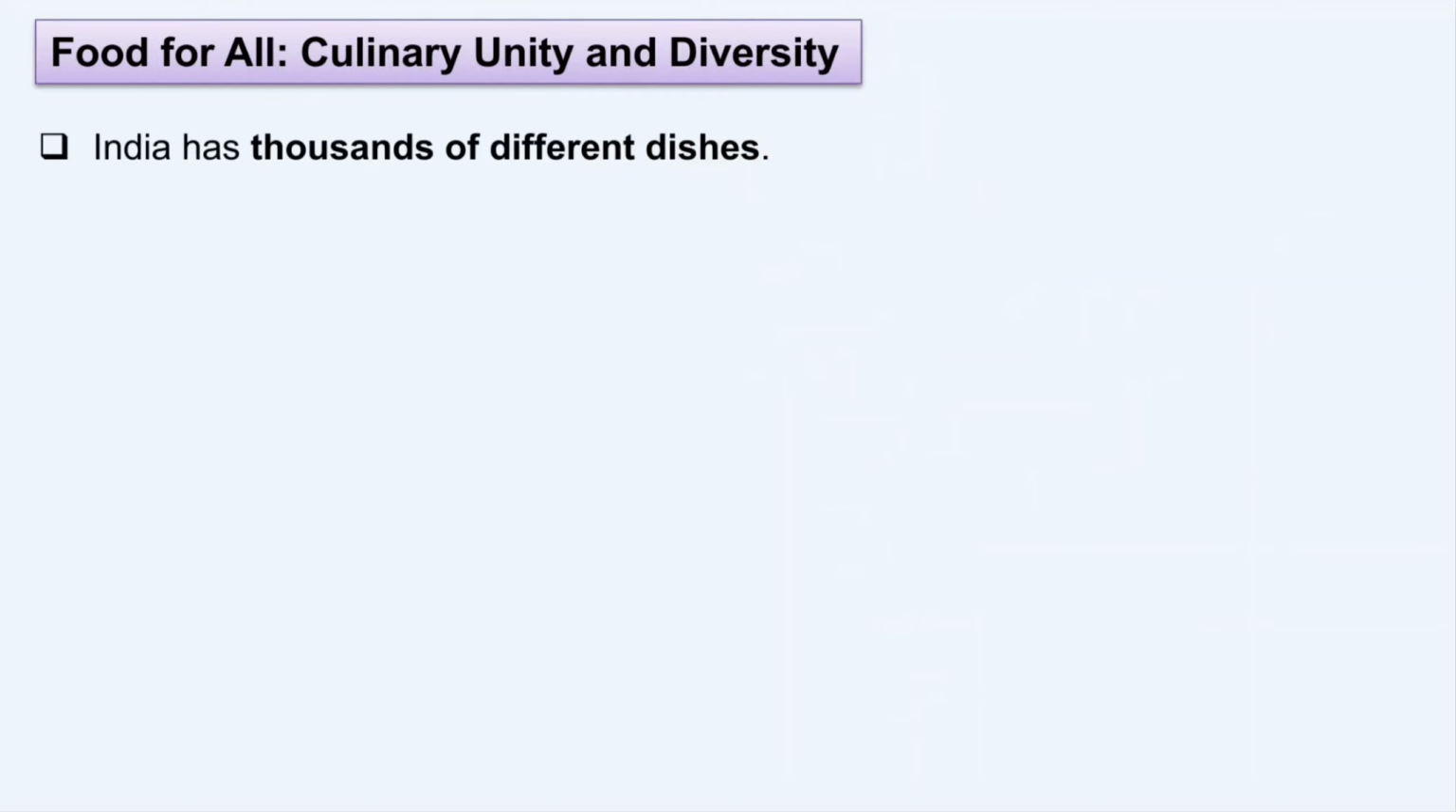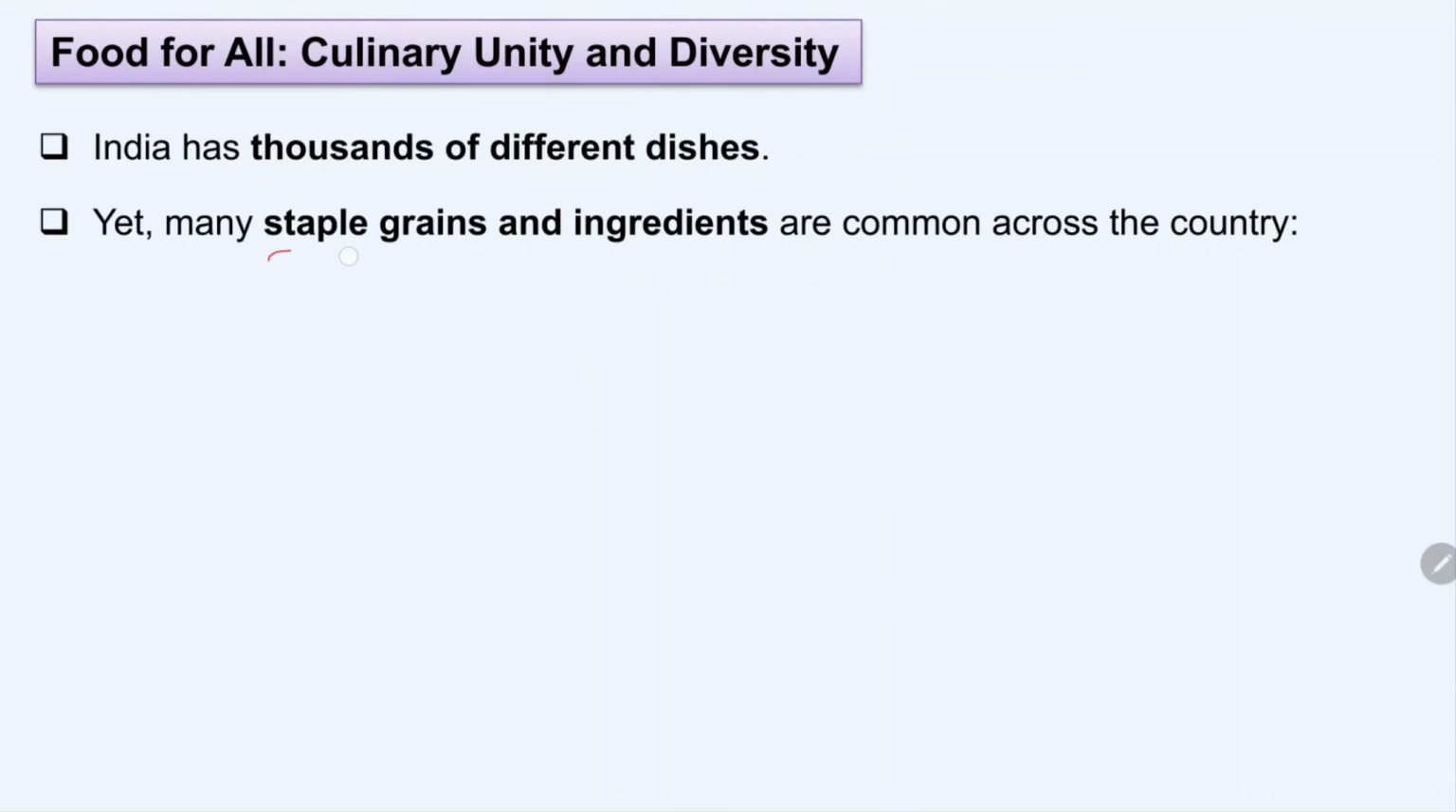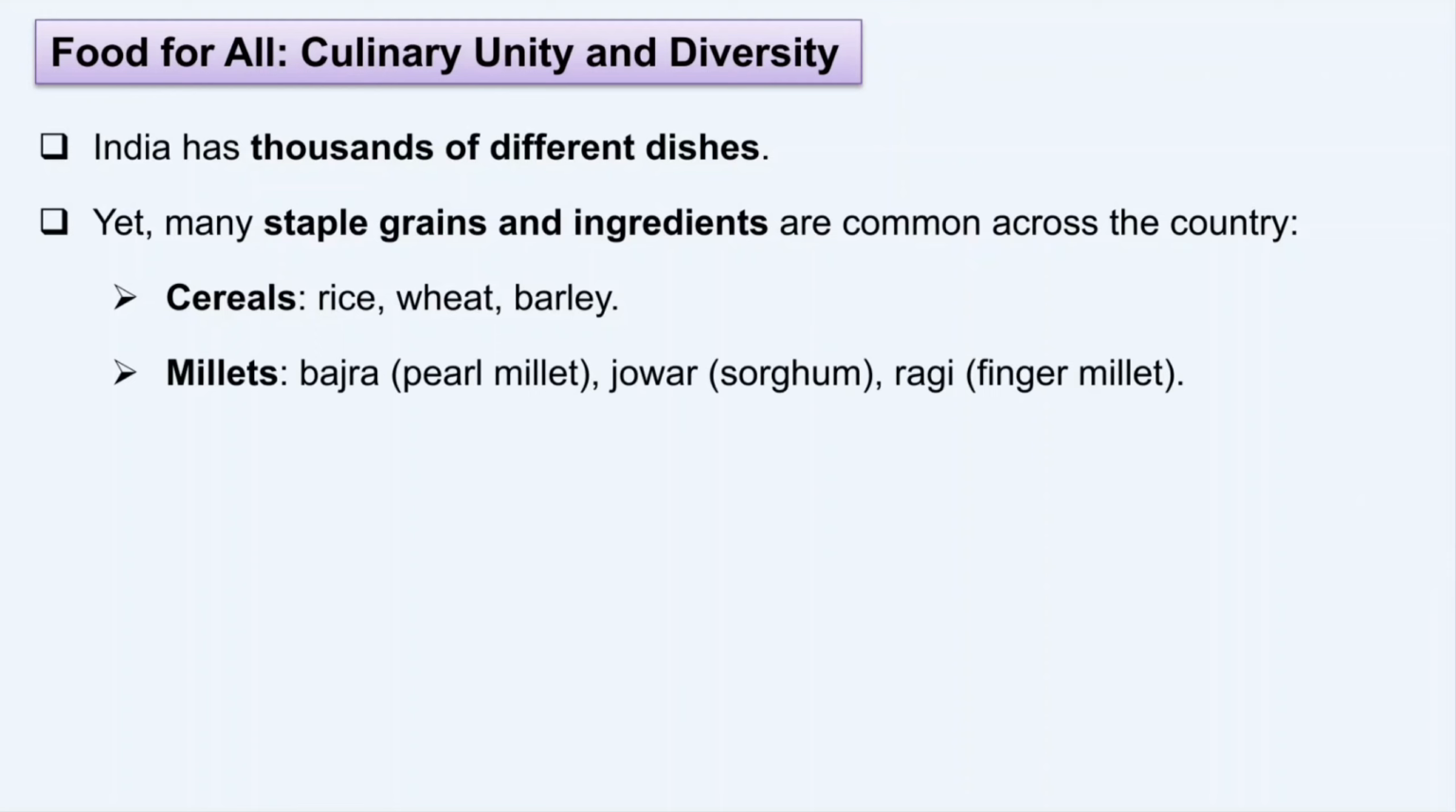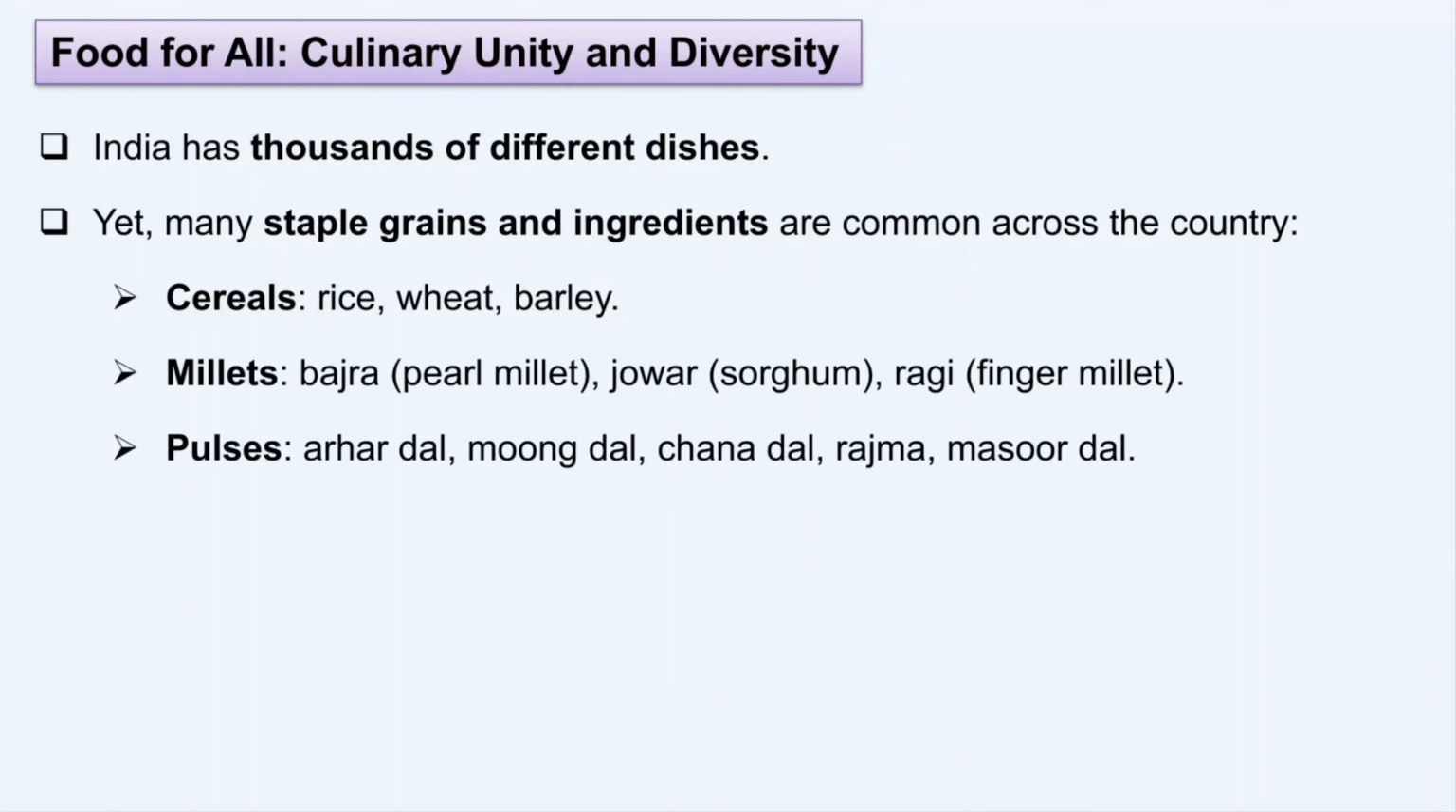So India has thousands of different dishes, isn't it? We have thousands of different dishes with so many amazing ones. Yet many staple grains and ingredients are common across the country. For example, we have so many common grains like cereals. In case of cereals, we have rice, wheat, barley, which are eaten all over the country, in most regions of our country. And we have millets, that is bajra or pearl millet, jowar or sorghum, ragi or finger millet. So these are all common ingredients.